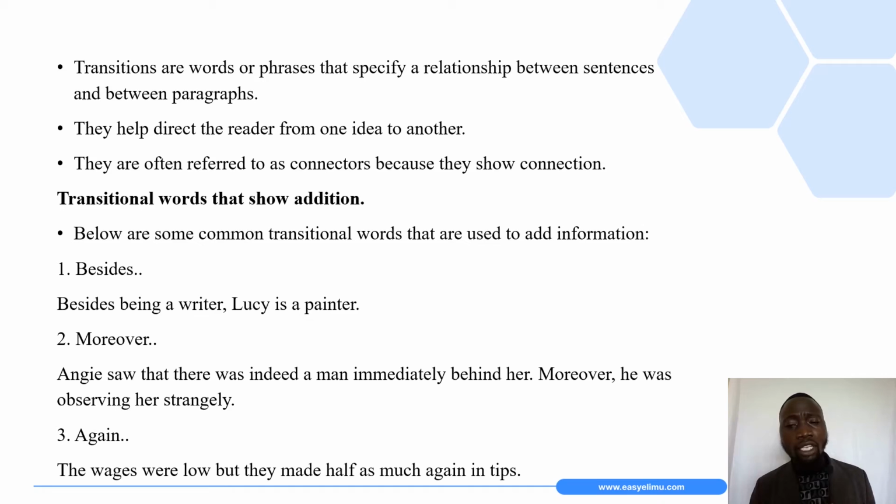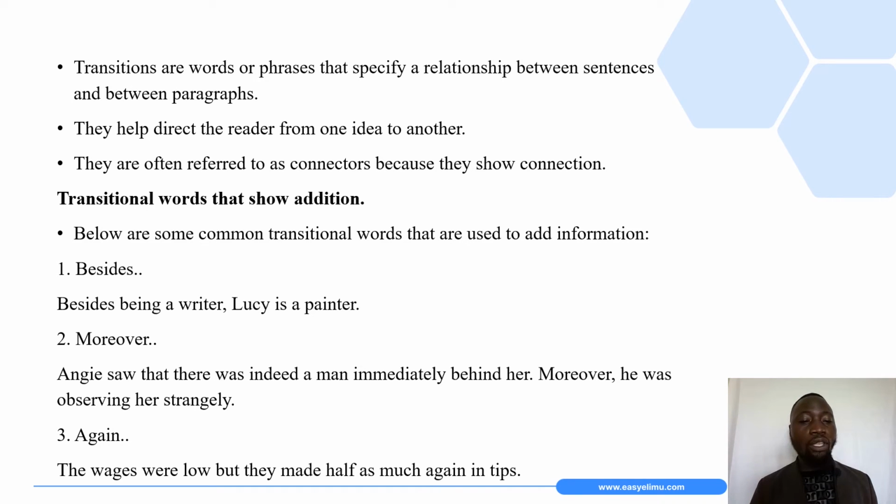So "moreover" is used to introduce the second idea by giving more information about the whole scene or the whole event. So Angie saw that there was indeed a man immediately behind her, full stop. Moreover, comma, he was observing her strangely. The man was observing her strangely.